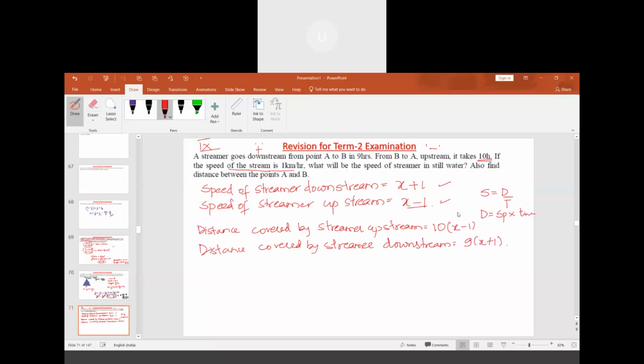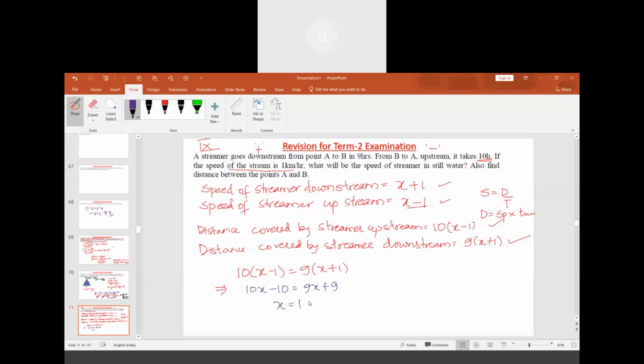What is the use of obtaining these distances? Aren't they both the same? The distance covered will be the same, so that we can equate them: 9 times x plus 1. If you solve this, we get the value of x. 10x minus 10 is equal to 9x plus 9.